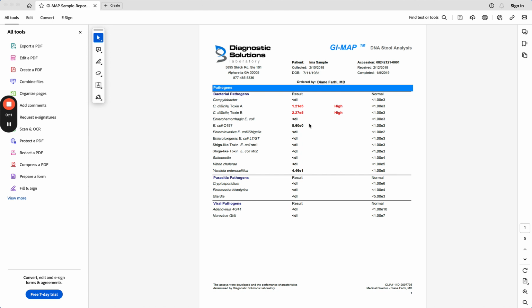I want to go through this quickly in just a superficial format so that you and I can spend more time together on your particular results. This is the GI map test, which is one of the stool tests that I use to evaluate what's going on in your microbiome. The microbiome can have many different things, as you'll see through this report.